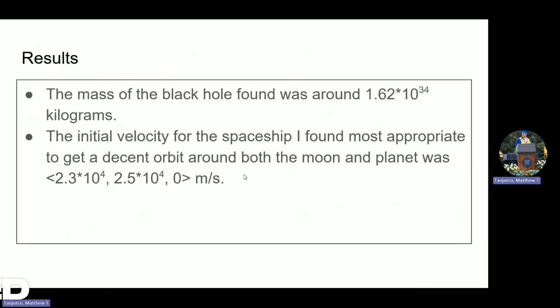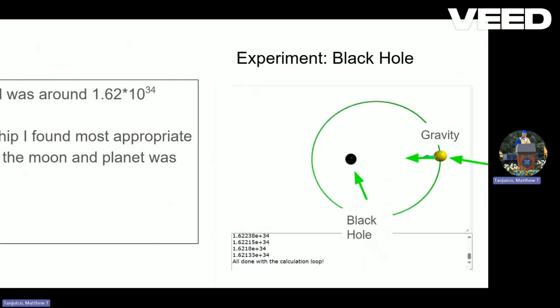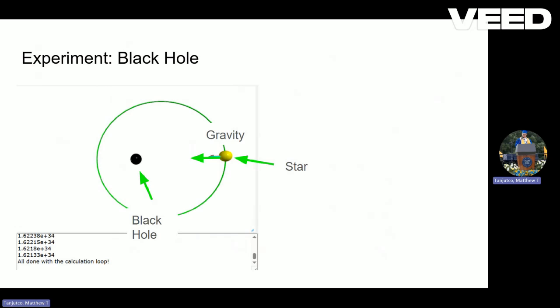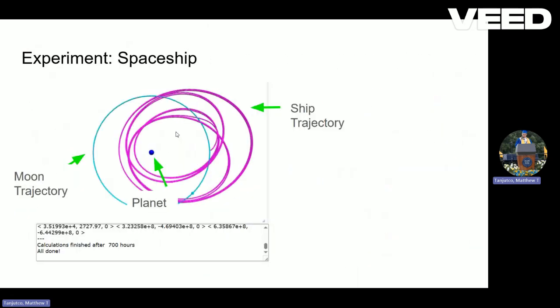The results of the experiment are as follows. The mass of the black hole found was 1.62 times 10 to the 4th kilograms, while the initial velocity of the spaceship was 2.3 times 10 to the 4th in the x direction, 2.5 times 10 to the 4th in the y direction, and 0 in the z direction, meters per second. The experiment of the black hole looks like this. The green is the star's trajectory, yellow is the star, the black hole is in black, and gravity is pointing towards the black hole. That's the gravitational force acting on the star. The experiment for the spaceship is as follows. The planet is the blue dot, the moon trajectory is in cyan, and the ship trajectory is in pink.